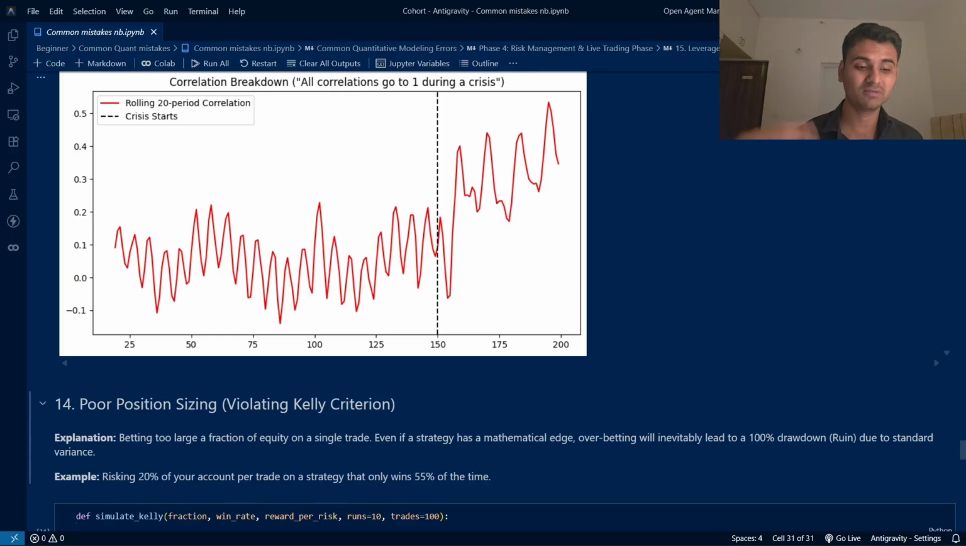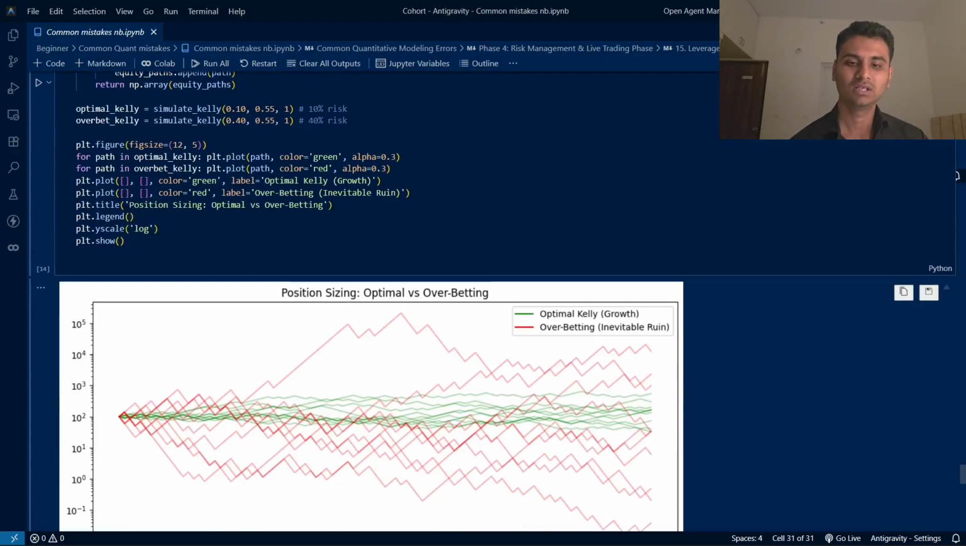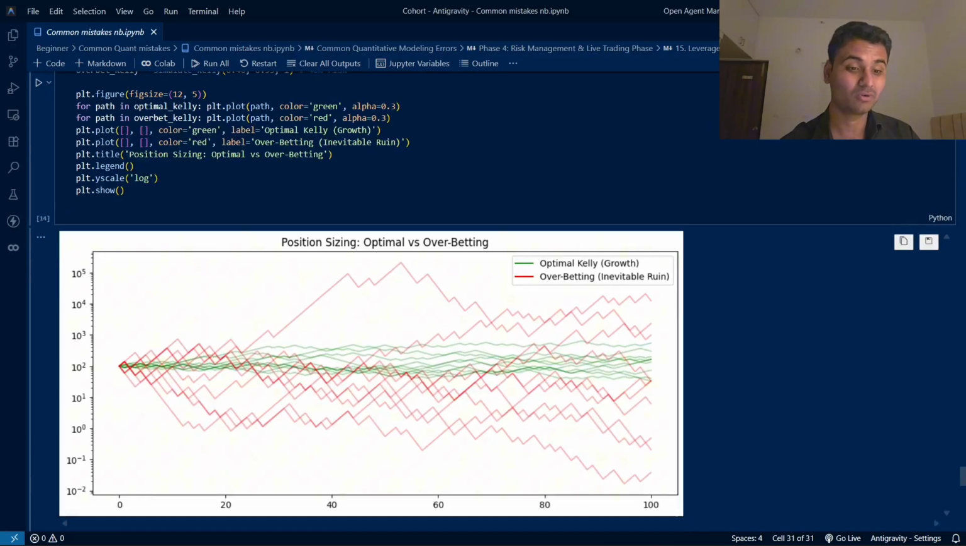Basically, avoiding 100% drawdown or huge drawdowns of 50, 70, 80%. Right? For example, risking 20% of your account per trade on a strategy that only wins 55% of the time. This will definitely lead you to failure. Now, the Kelly criterion, as you can see, if you're betting, let's say, 2% per trade, if your Kelly criterion is, let's say, 5%, you are taking 5% per trade, it will lead to a smooth equity curve. It will lead to maximizing your growth without huge drawdowns. Whereas overbetting might lead to great returns, but could also absolutely ruin your portfolio.